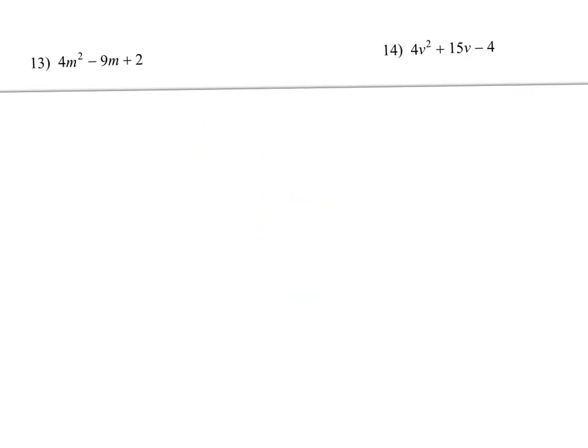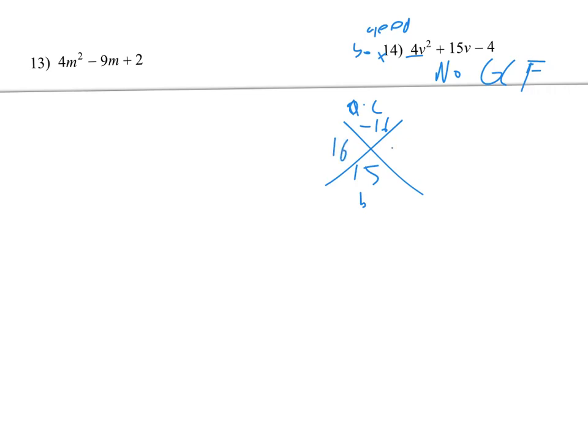All right, next up here, once again, I see no GCF, nothing everything can divide by. So we'll just use our x with either the box or the grouping because we have that number out front. So we'll do a times c up top. So that's negative 16, and then b is 15. So I'm thinking that would be a positive 16 and a negative 1.